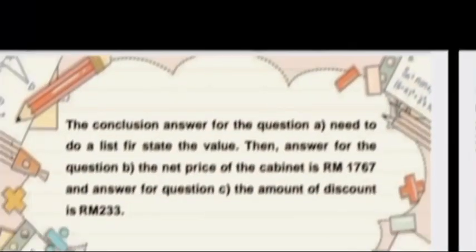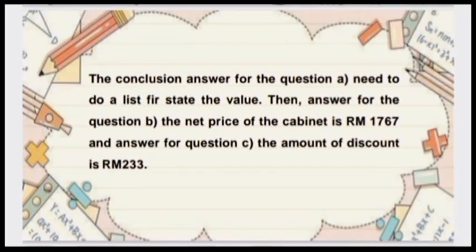The conclusion answer for question A, need to do a list first, state the value. Then, answer for question B, the net price of the cabinet is RM 1767. And the answer for question C, the amount of discount is RM 233.